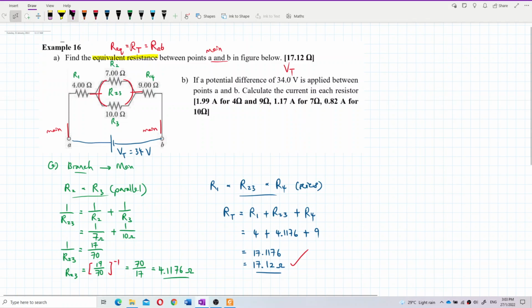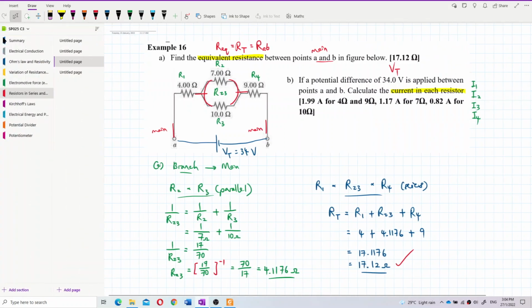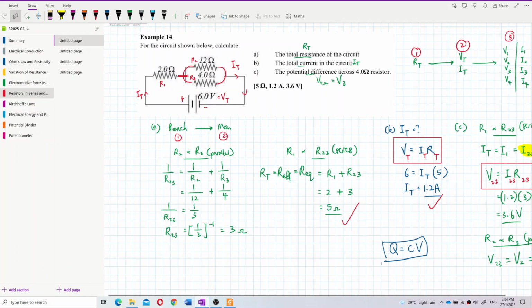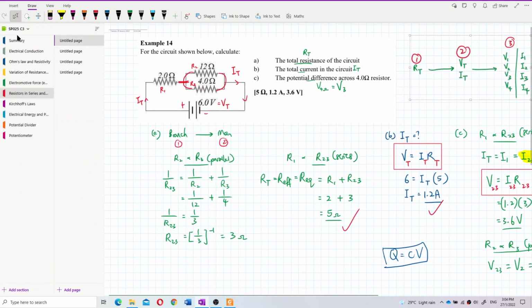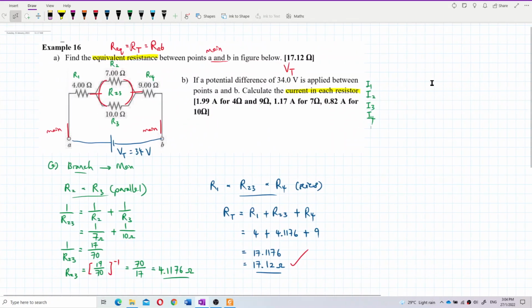Now I want to find the current in each resistor. That means I need to find I1, I2, I3, I4. I need to find the current through R1, current through R2, current through R3, current through R4. As I told you before in the example, the flow of work is always like this. It's the same as the capacitor before. That's the flow of work.